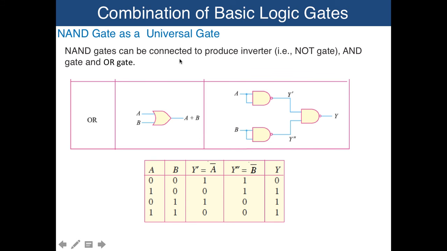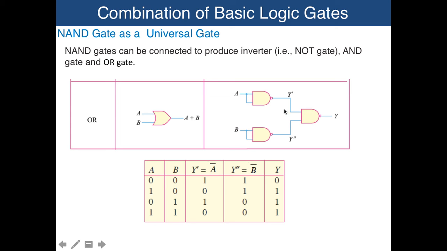NAND gates can be connected to produce a NOT gate, AND gate, and OR gate. So the final one is the OR gate. By using three NAND gates, you can make an OR gate. Here again, two inputs joined together make a single input. So this works as a NOT gate.